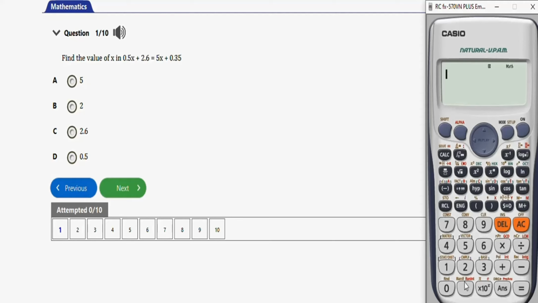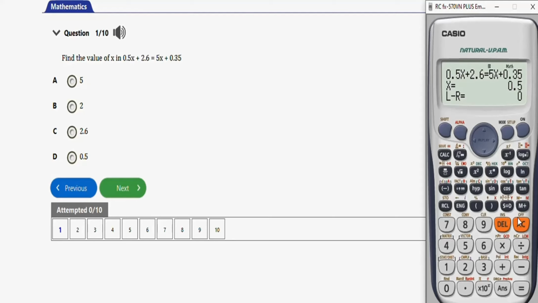Alright, so we have 0.5x, that's alpha x, plus 2.6, equals, press alpha and this calc button, 5x, alpha and this button has to come out, plus 0.35. Okay, so that's what we have there. Let's solve this now. Just press shift and this calc button. When you get assign s to be 0, very important. Okay, so let's press equal to, so our x is 0.5, option D, the right answer. So that's it for this question.